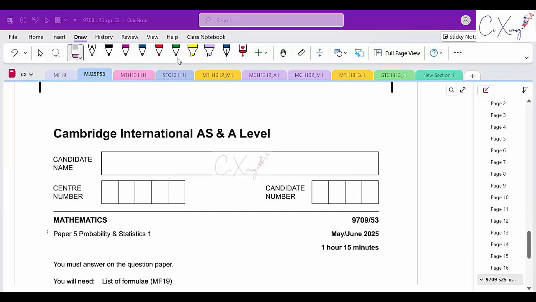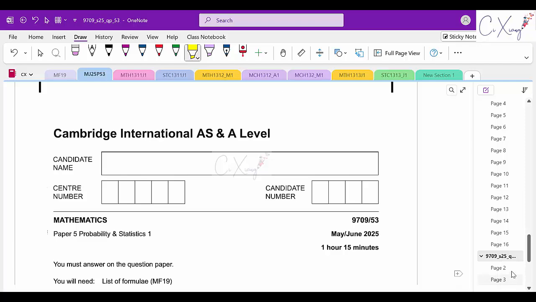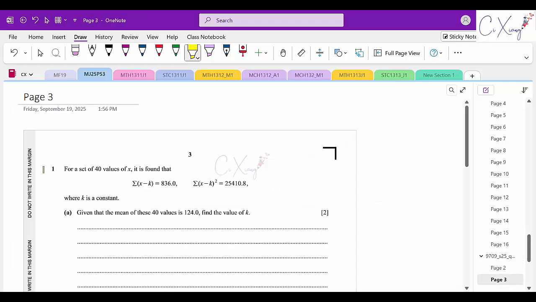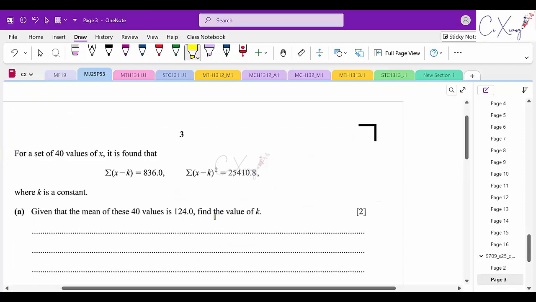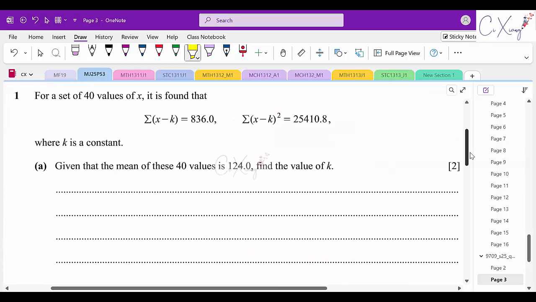Alright, so in this video we'll be discussing the May-June 2025 paper 5.3, which is the Probability and Statistics 1 paper. Let's start with question number 1. Okay, we are given some information here.